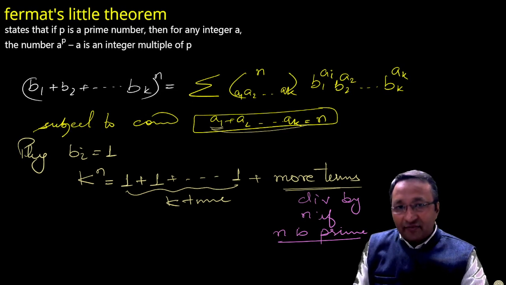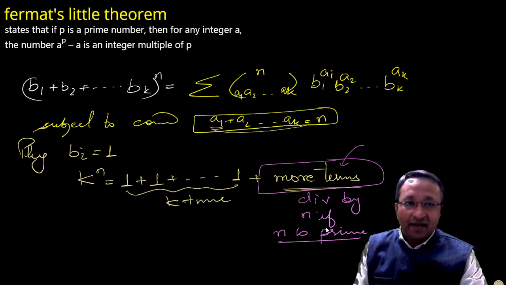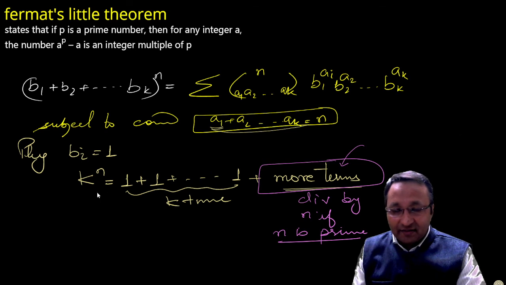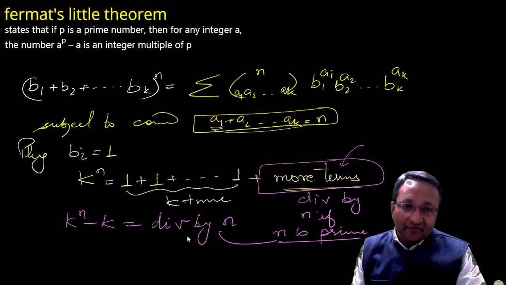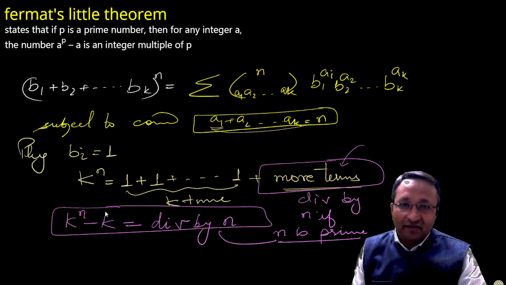So by that, this entire expression is divisible by n if n is prime, and we have removed those cases which are basically 1. If I take them to the left hand side, I'm left with k raised to n minus k equal to something which is divisible by n if n is prime. So this establishes or proves my result. I'll take k as a and n as p, and the result is done. Thank you.